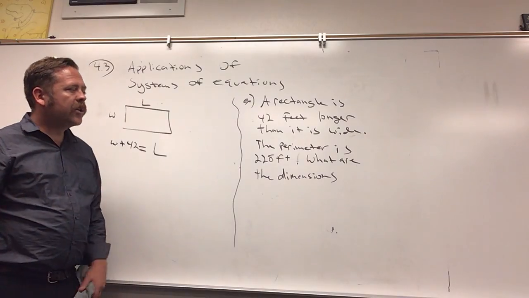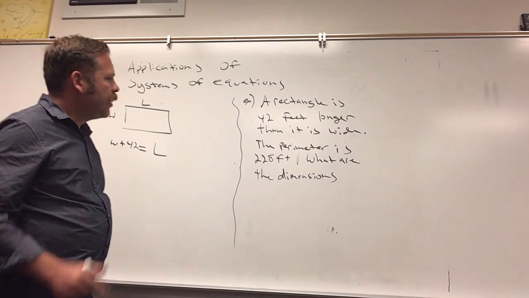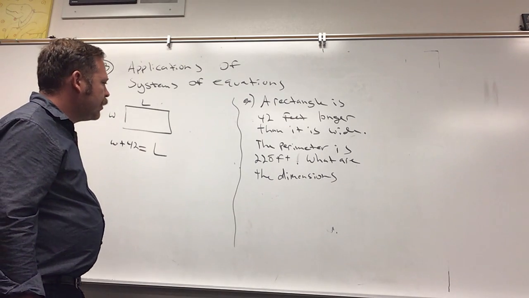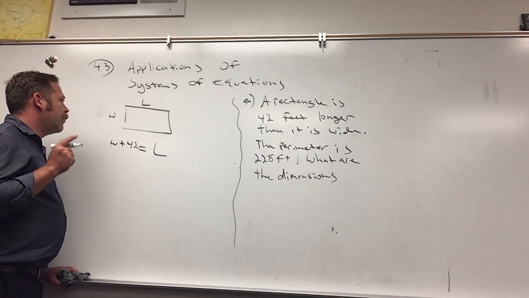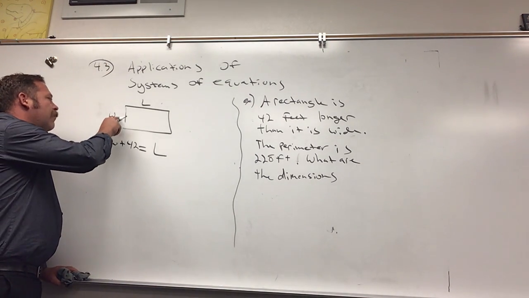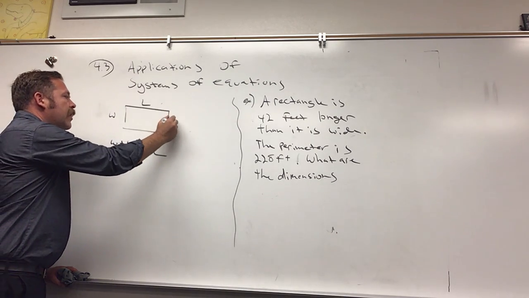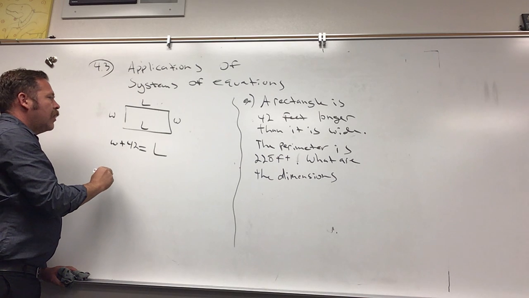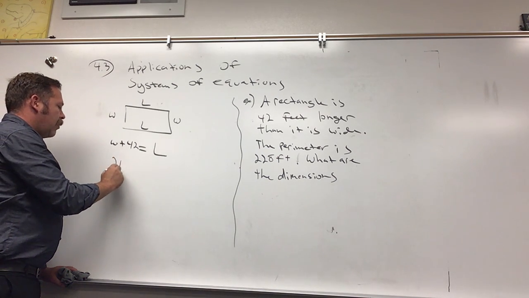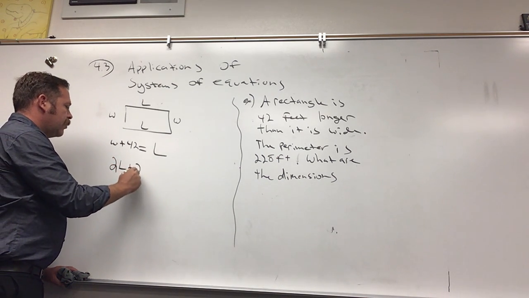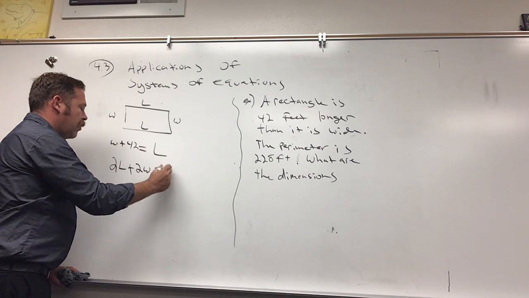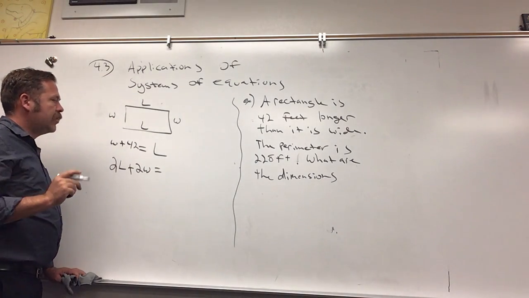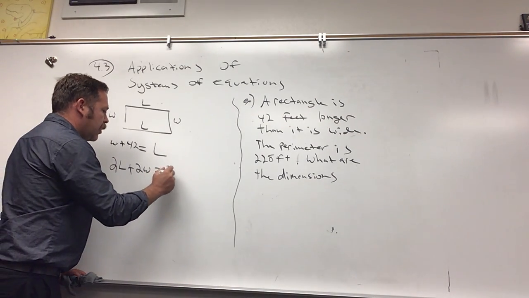The other equation is going to be a little easier to set up. It comes from the perimeter. The perimeter is 228 feet. For the perimeter I have 1 W, and another W here, and 1 length and another length here. So my perimeter would be 2L plus 2W equals perimeter. But we know the number that perimeter is equal to: 228.